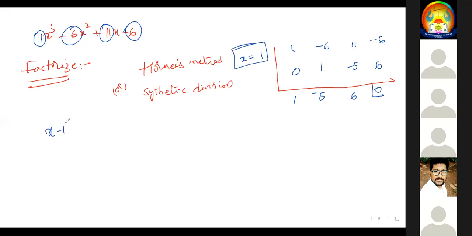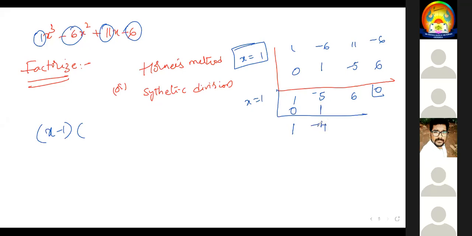So we have to write x minus 1 into. Now again put x equal to 1. 0 here, 1. 1 ones are 1. Here we have to add, here we have to multiply. It's a minus 4. Minus 4 ones are minus 4. Is it 0? If it is not 0, then we have to go with another number. If x is 1 doesn't work, we have to go for 2.